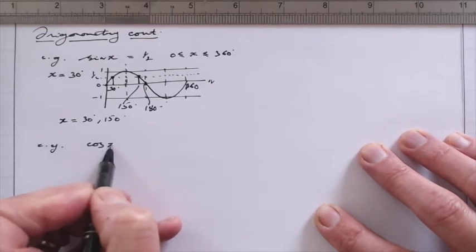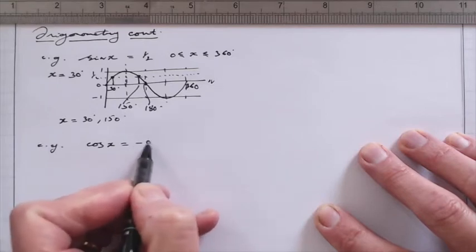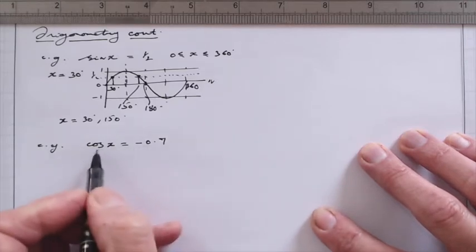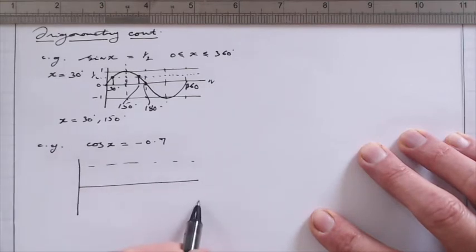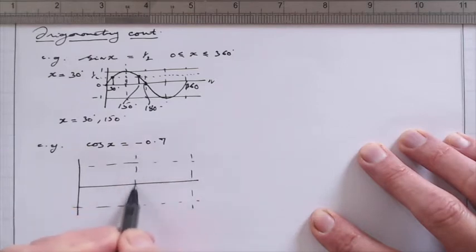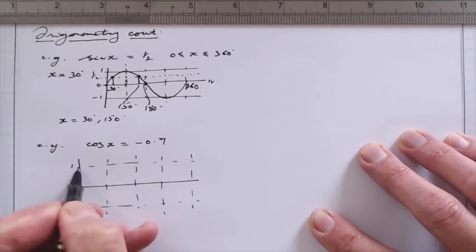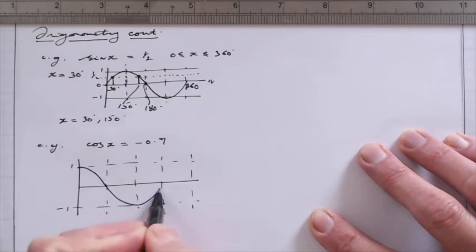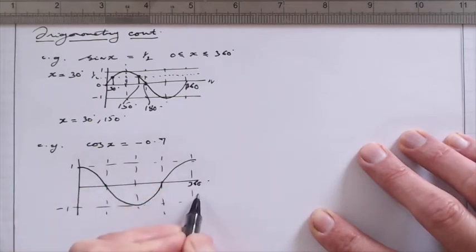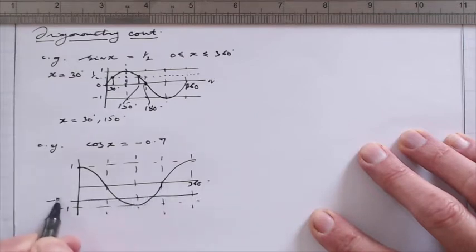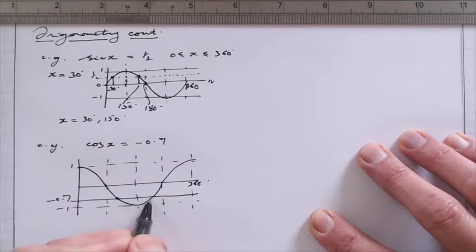Let's say we had cosine of x equals, I don't know, let's say negative 0.7. We're going to have to use a calculator for this one. I'm going to make a quick sketch of cosine. Again, let's assume, unless told otherwise, that it's between 0 and 360 degrees. So cosine starts at 1, goes through 0 at 90 degrees, bottoms out at 180 and comes back up again. And negative 0.7 would be this line here. So when does cosine of x equal negative 0.7? The solutions are going to be here and here.